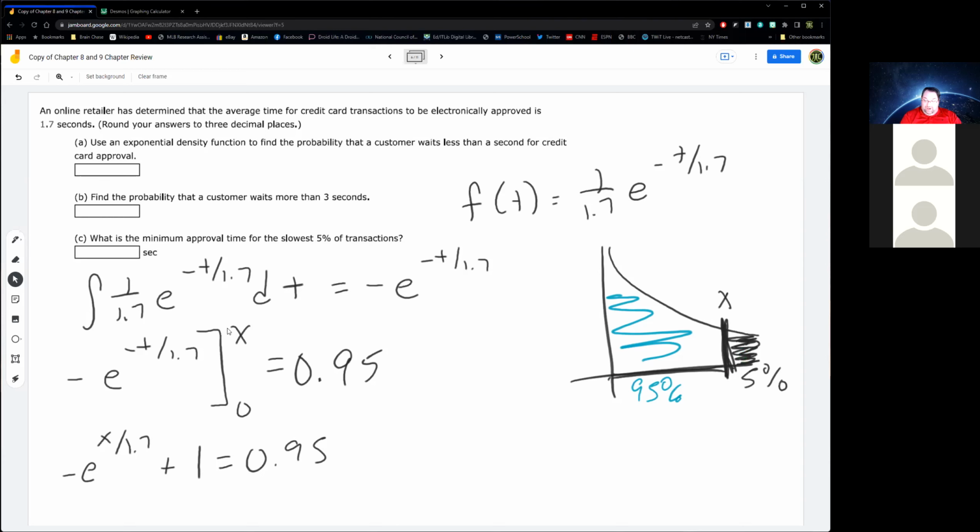So that's this value right here. It could be a lot longer, but that's as fast. If you're at the slowest 5%, that's as fast as the slowest 5% will go. Correct. That's such a challenging wording. Yes. But if you're going to try to sell this to a company, you're going to say that 95% of my transactions will process within this amount of time. Right.